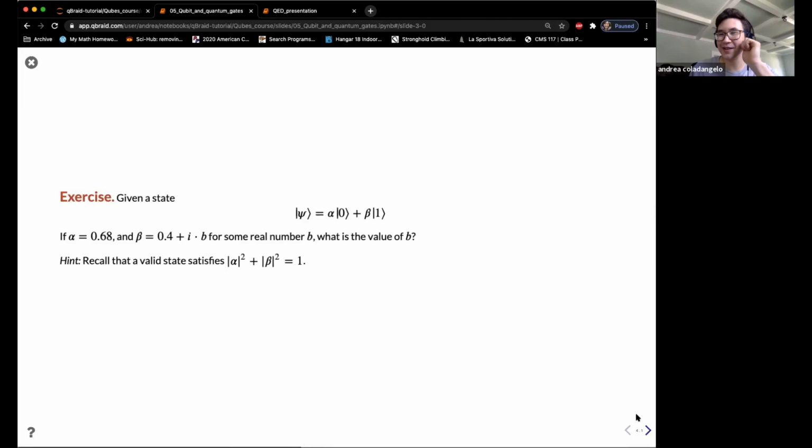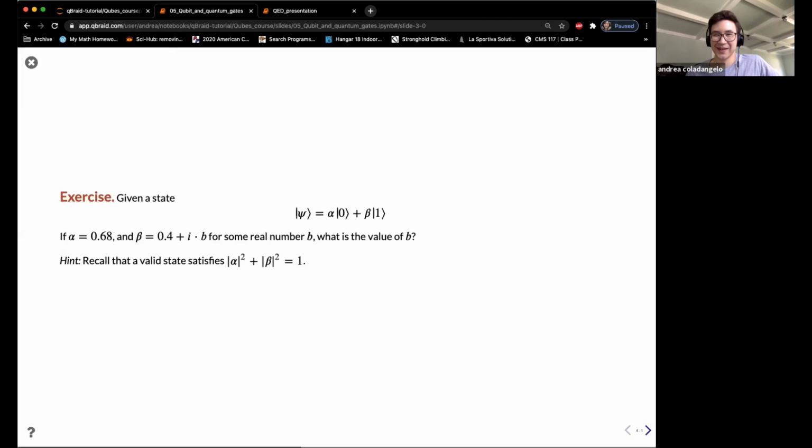Okay, let me proceed. So let's do an exercise. I'll put it for you. We have a bunch of exercises that you'll do later in the exercise session, but let's do a few together. We're given a state psi, alpha 0 plus beta 1, a qubit state. Suppose that alpha is 0.68 and beta is 0.4 plus iB, where i is the imaginary unit and B is some real number. What I ask you is to determine the value of B.